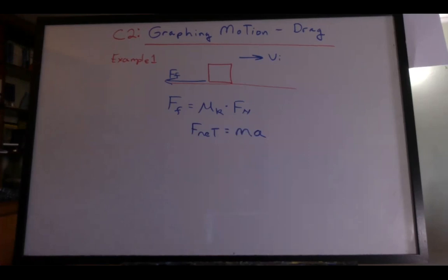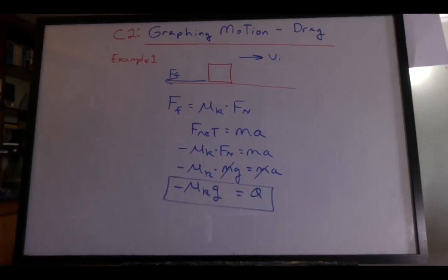So if we say the net force equals the mass times the acceleration, we can say that the frictional force is the net force, which is negative mu k Fn. Negative because it's in the opposite direction of the velocity. Since it's on a horizontal surface, the normal force is simply mg. We can see that the masses cancel out and our acceleration is constant.